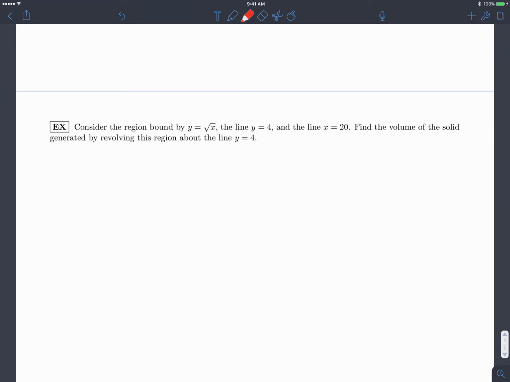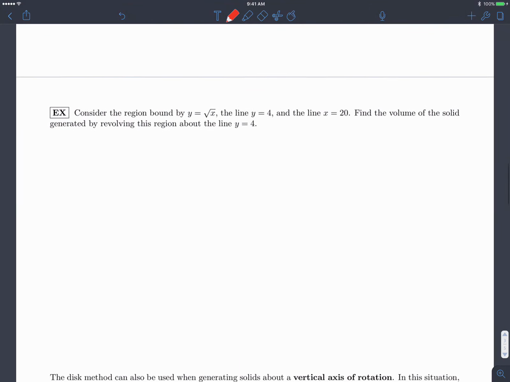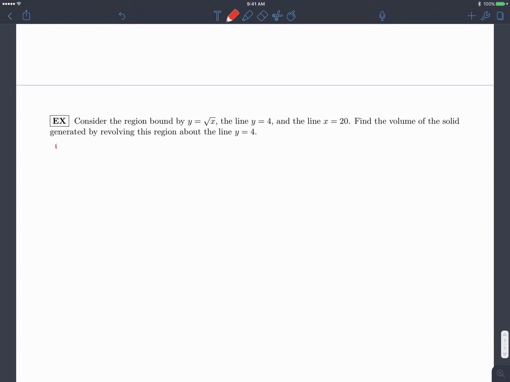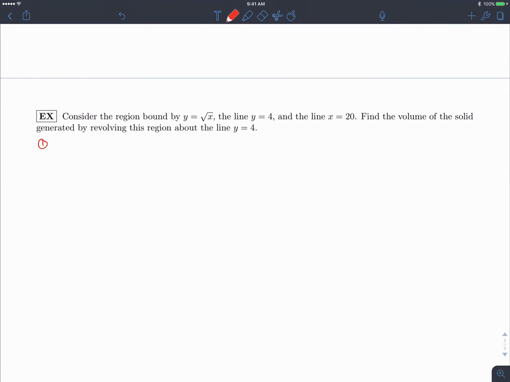All right, so in these cases where we're asked to find the volume of solids, I would highly encourage you all to begin by sketching a graph. So let's do that first. Let's go ahead and get a sketch and draw a cross section on that sketch.